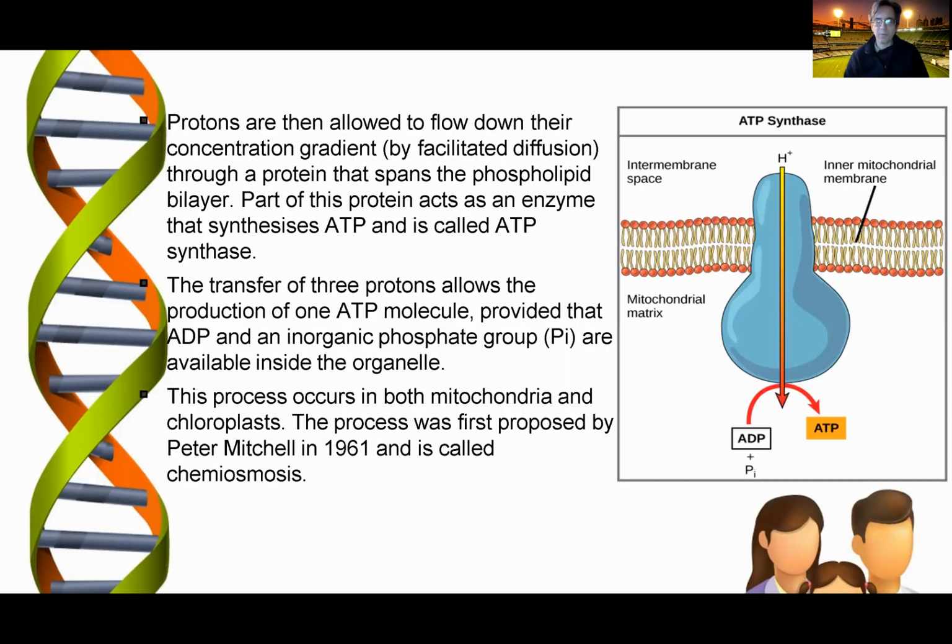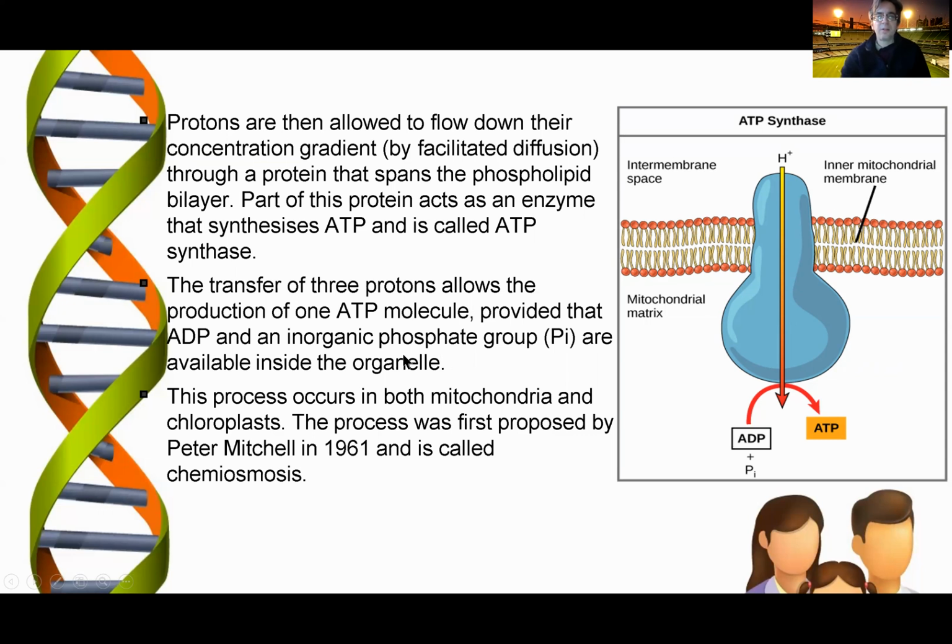This particular one is a cell membrane, and this shows the proton gradient when ATP synthase forms ATP. Protons are basically allowed to flow down their concentration gradient. And you remember we talked about key processes before being diffusion, active transport, osmosis. The particular one here is facilitated diffusion through a protein that spans the phospholipid bilayer. Part of this protein acts as an enzyme that synthesizes ATP and is called ATP synthase.